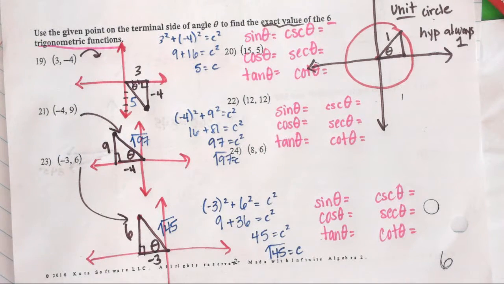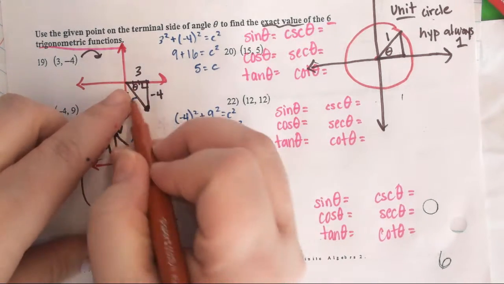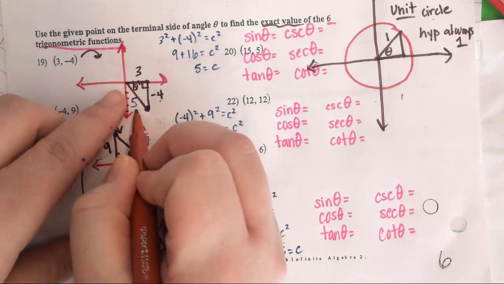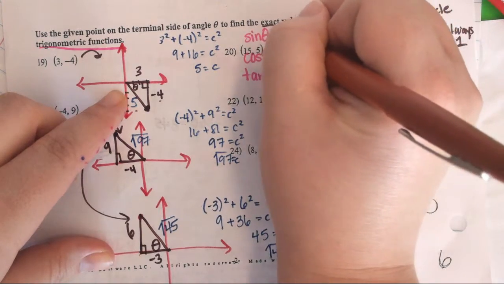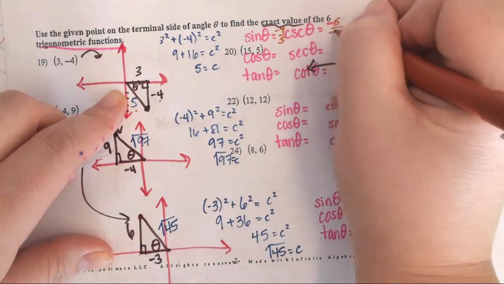Okay, so I'm just going to solve it on the first one because I feel like I've taken over your life, which is okay. So sine is opposite over hypotenuse. The opposite of this angle is -4. The hypotenuse is 5, so -4/5. Which means cosecant is 5/-4.